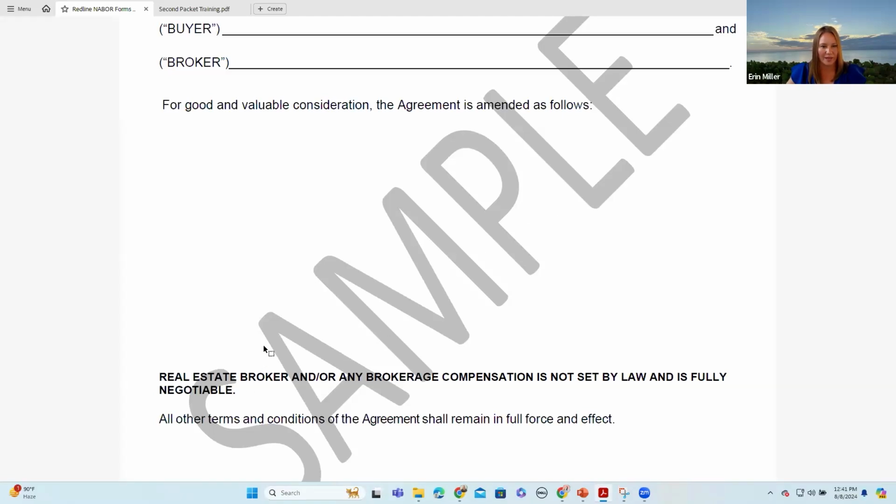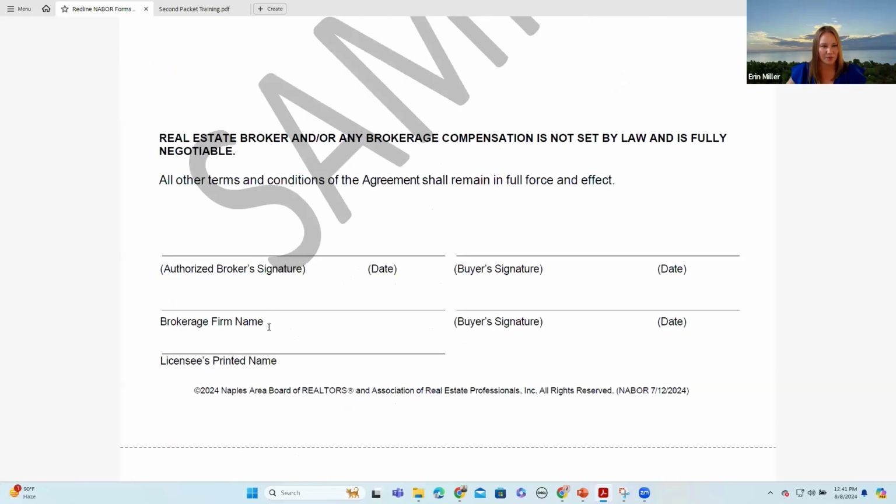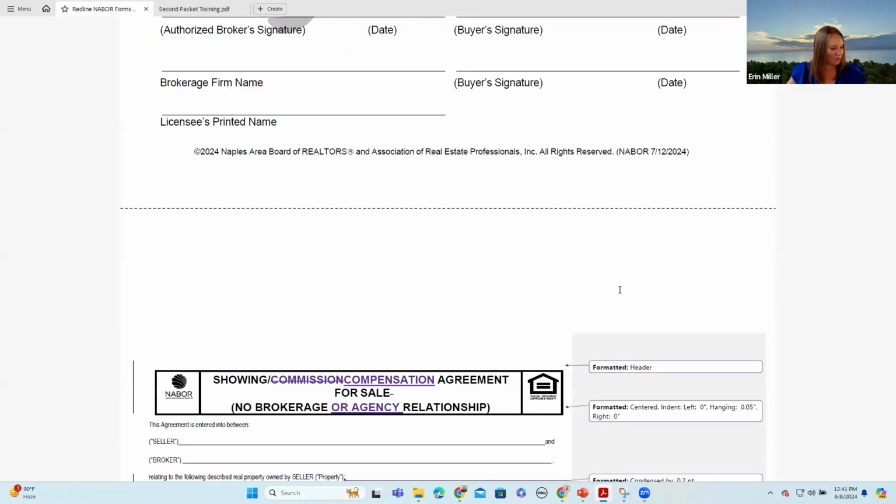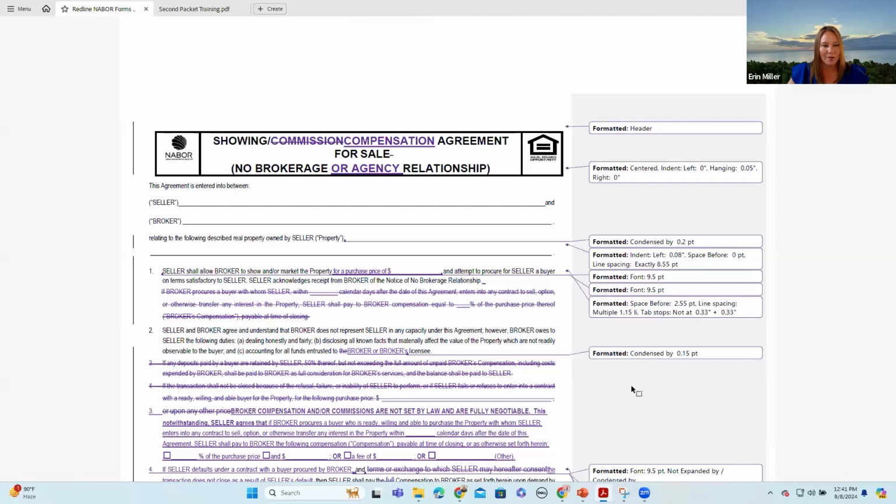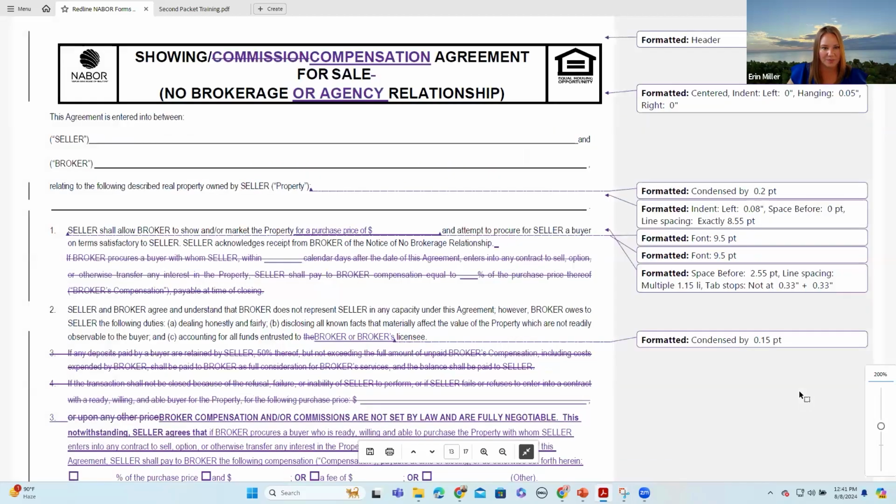It also has the big bold language signed by the authorized broker, brokerage firm name, licensee printed name, and we've got our buyer's signatures. All right. We also have our showing agreement, a showing compensation agreement for sale, no brokerage relationship. This is an old form that existed in the library, but it has been heavily modified. And so I will go through a couple on a slide, the middle section that is not highlighted.